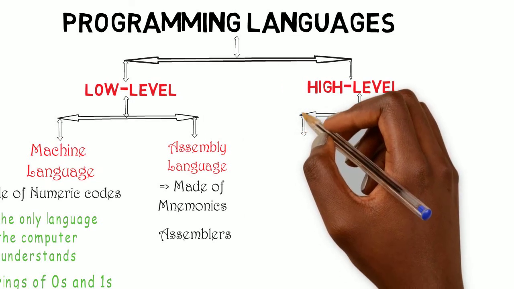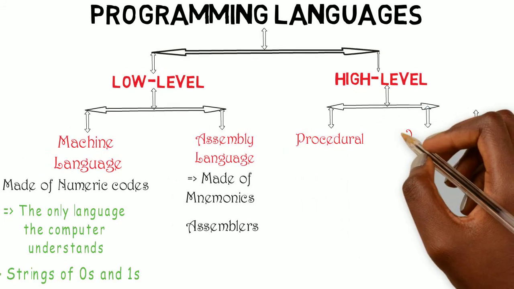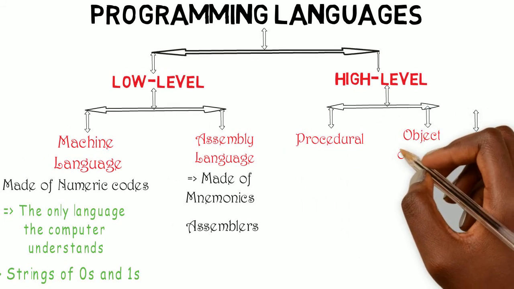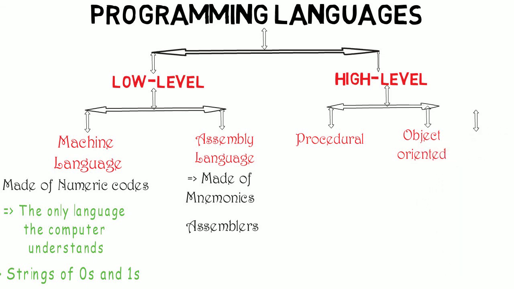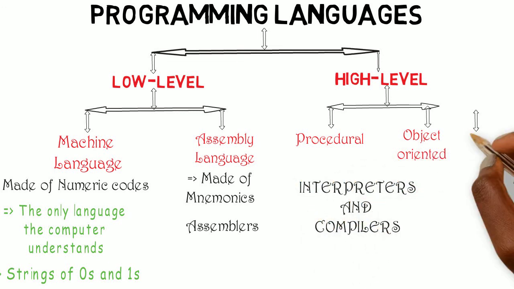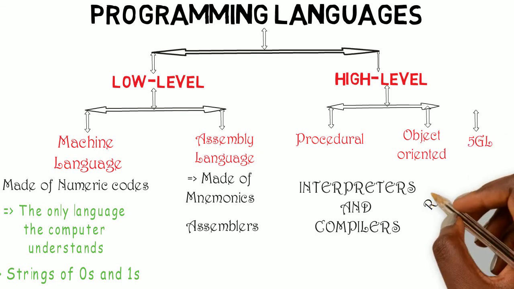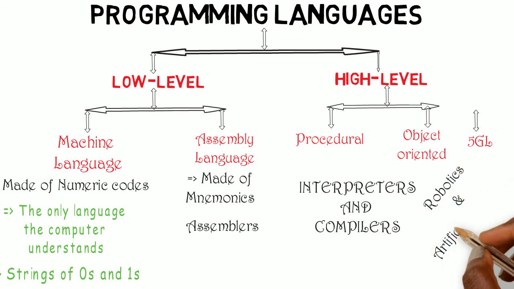With the high-level language, we talked about the procedure-oriented language, the object-oriented language, and the fifth generation language. The procedure-oriented language and the object-oriented language need either an interpreter or a compiler to translate the source code to the object. And lastly, we have the fifth generation, which is based on artificial intelligence, that is robotics.